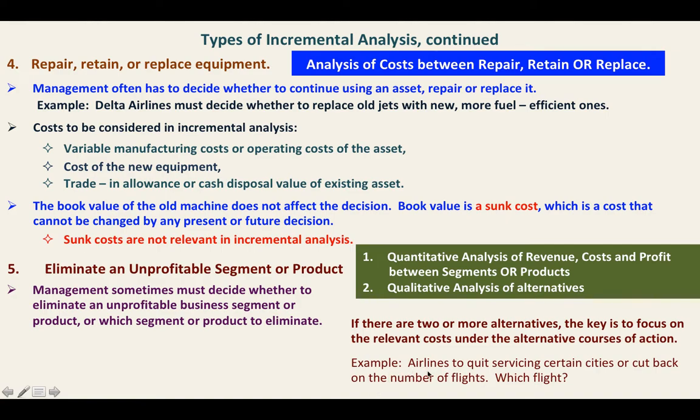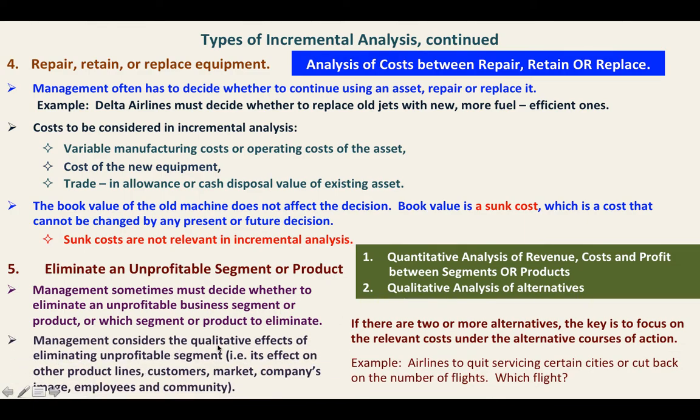Like in this example, airlines quit servicing certain cities or cut back on the number of flights. Then the company has to determine which flight is more advisable or acceptable to the company based on the quantitative and qualitative analysis. Management considers the qualitative effects of eliminating an unprofitable segment, that is, its effect on the other product lines, customers, market, company's image, employees, and community.